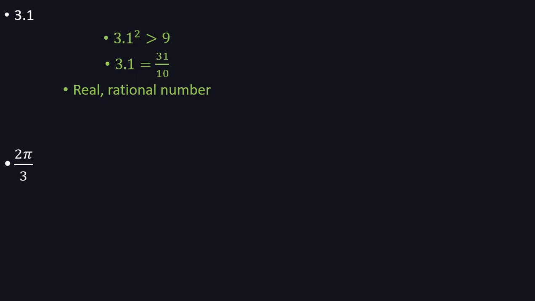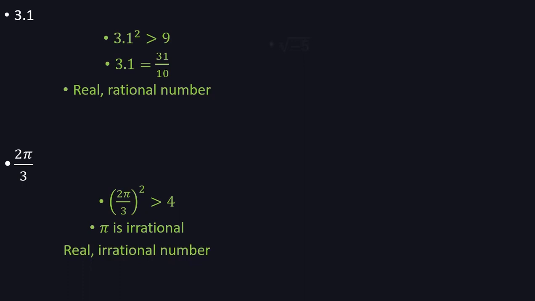However, since we know that pi is slightly greater than 3, this number, when squared, is going to be greater than 4. At the same time, we are aware of the fact that pi is an irrational number. Therefore, all its multiples are going to be irrational as well, and we can describe this number as a real irrational number. Now let's try to describe the square root of minus 5. When we square this number, the answer we get is minus 5, which is less than 0, and therefore we can say that the square root of minus 5 is a non-real number.